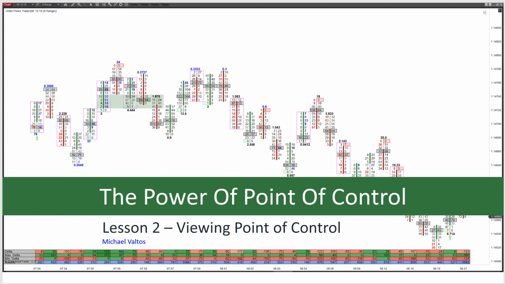There are so many different volume footprint charts available nowadays that pretty much everyone has access to one. So if you're not using a volume footprint chart, I think you should really consider it, especially if you get one that's got the information on it that you need.